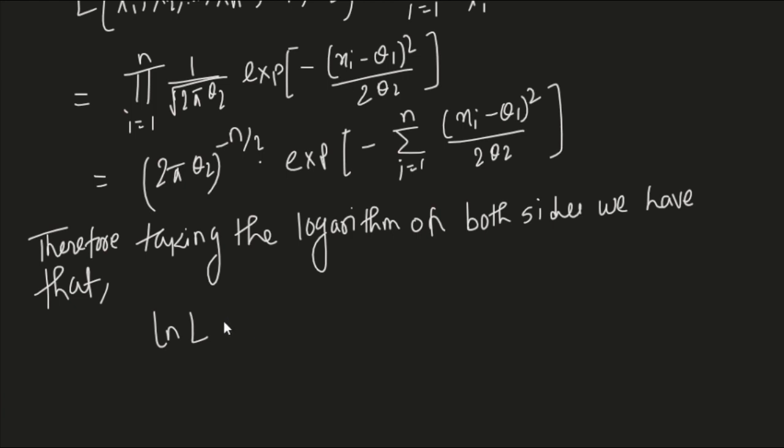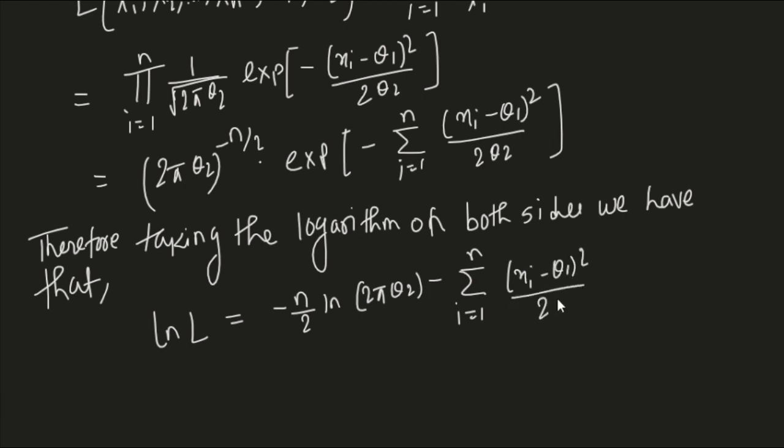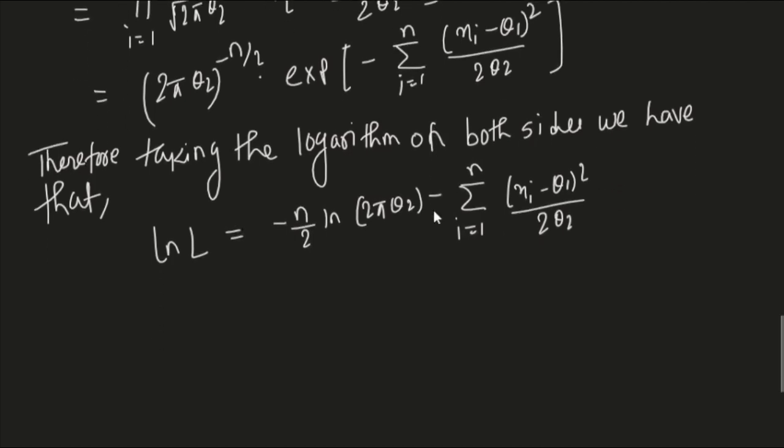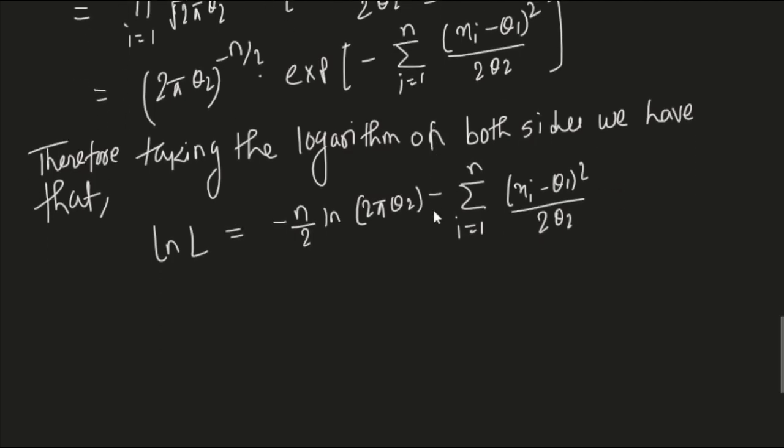ln of L should be equal to minus n by 2 ln of 2 pi theta 2, not a plus actually, because we have exponential of minus. Exponential and logarithm are inverse functions, so log of exponential is just whatever the argument is, so minus... right? Now to find the maximum likelihood expressions for theta 1 and theta 2, we need to do them one by one.